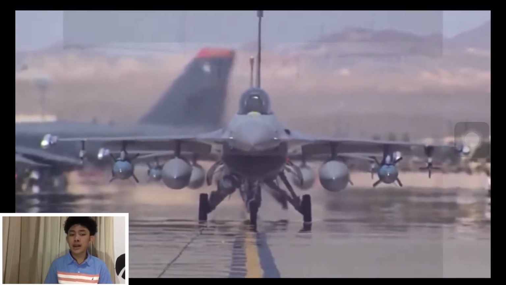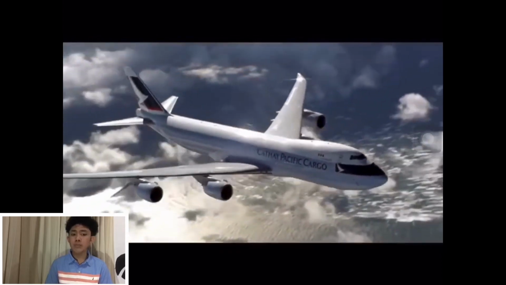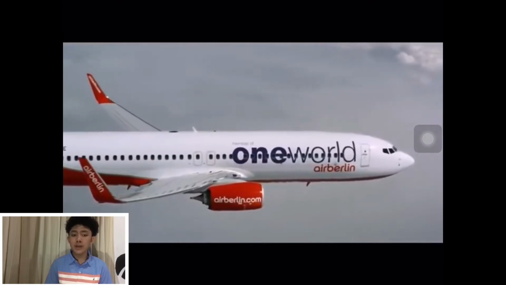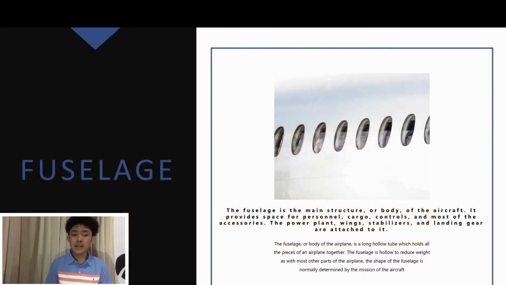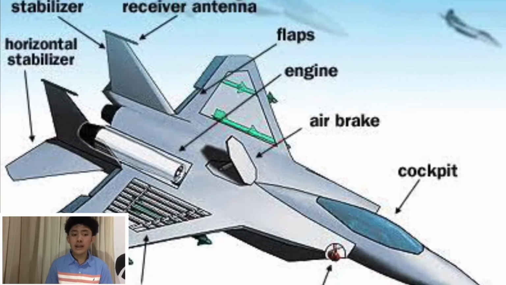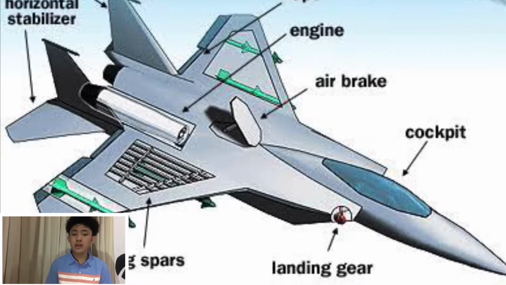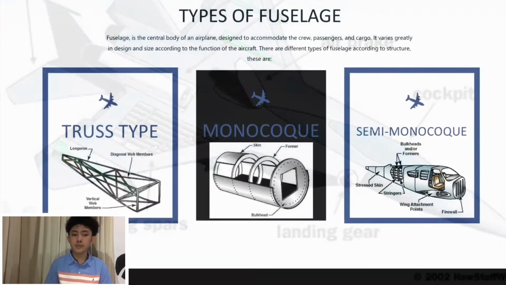Another one is an airliner. An airliner has a wider fuselage to carry the maximum number of passengers. On an airliner, the pilots sit in a cockpit at the front of the fuselage, while the passengers and cargo are carried in the rear of the fuselage, and the fuel is usually stored in the wings. For a fighter plane, the cockpit is normally on top of the fuselage. Weapons are carried on the wings, and the engines and fuel are placed at the rear of the fuselage.